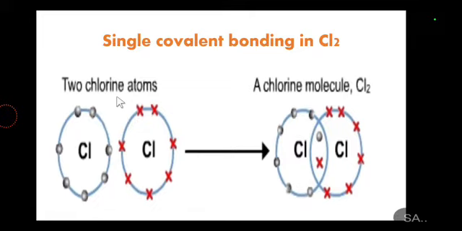Here I have used the dot and cross diagram to clarify this concept. In the valence shell of one of the chlorine atoms there are 1, 2, 3, 4, 5, 6, 7 electrons, and in the other chlorine atom too there are 7. In order to complete their octet, they will share their valence electrons, and this is how a chlorine molecule is formed by the sharing of one bond pair. Since one bond pair is shared, it is a single covalent bond.